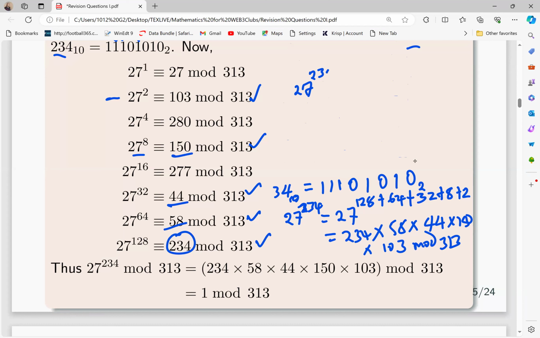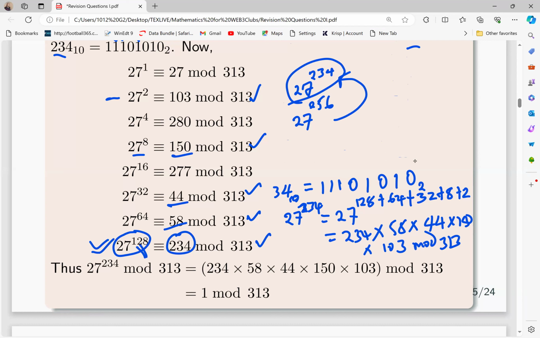27 raised to 234. And you notice that if you square this, you'll get 27 raised to 256. Two times this would be 256. That is beyond what we want. Is that okay? What we want is 27 raised to 234. But when you square this, you have a number bigger than what you want. That tells you that you have to stop here.